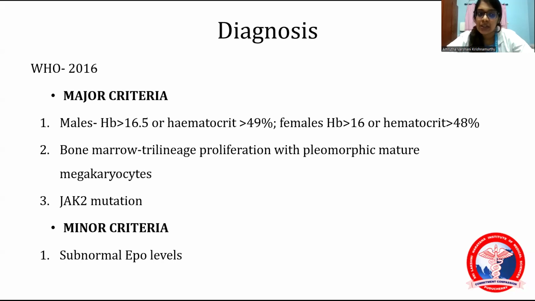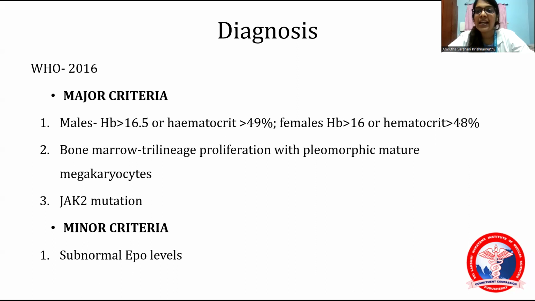Point number two includes trilineage proliferation, which is proven by bone marrow biopsy. So, what do we mean by trilineage? RBCs, WBCs, as well as platelets, along with pleomorphic mature megakaryocytes. And the third thing is the JAK2 V617F mutation.